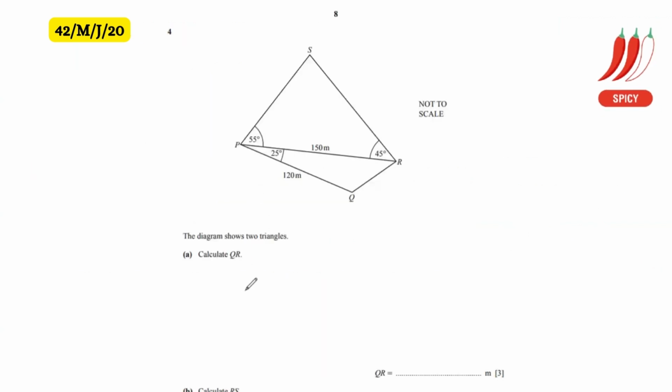And this question says that the diagram shows two triangles. Calculate QR. So if we highlight the triangle over here, PQR, we can see that in this triangle we have two lengths and the angle between them. So if you recall your rules for non-right angle triangles, if a triangle has two lengths and the angle between them, that means it qualifies for the cosine rule.